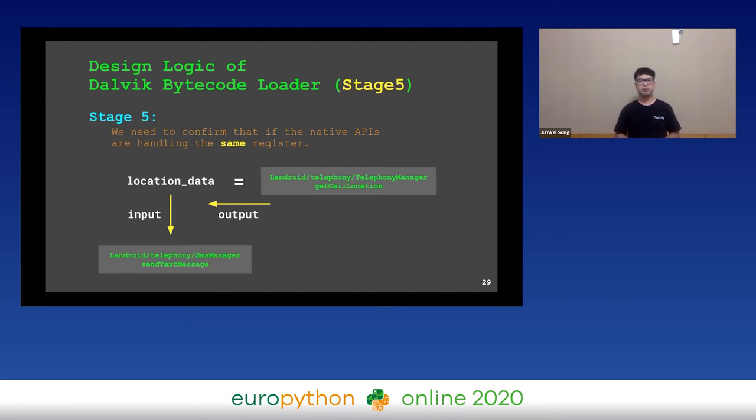Now, let's see the implementation of stage 5. Yes, this is the most important part. In stage 5, we need to confirm whether the native APIs are handling the same register. Let's use the same example: send out your location data by using SMS. So, when native API get cell location is called, it will return the location data of the cell phone. And what we do in stage 5 is to check if the other native API, send text message, sends out the location data returned from get cell location.